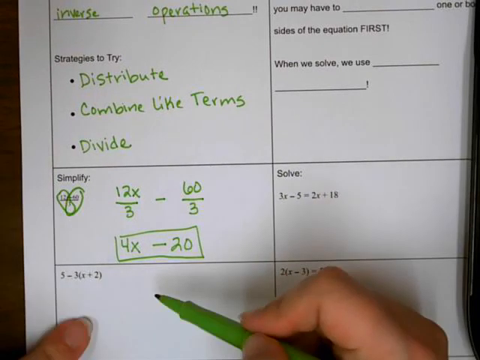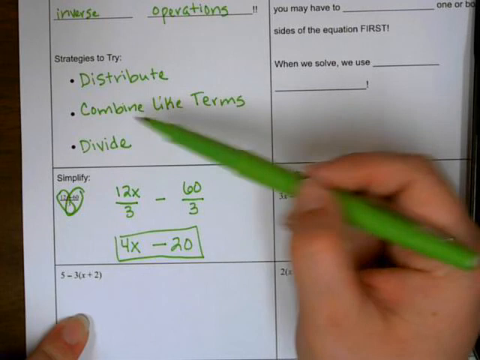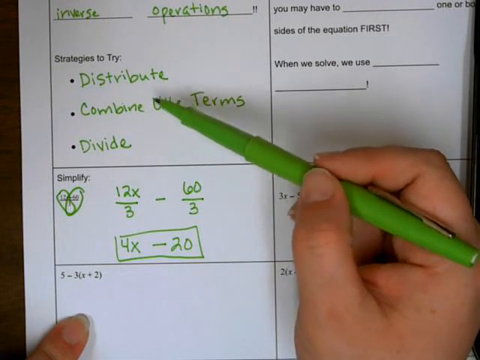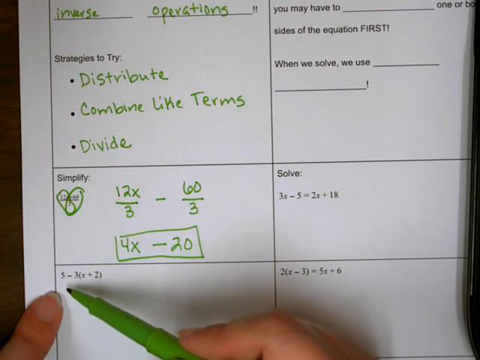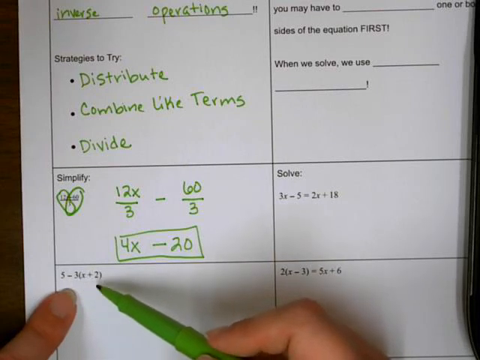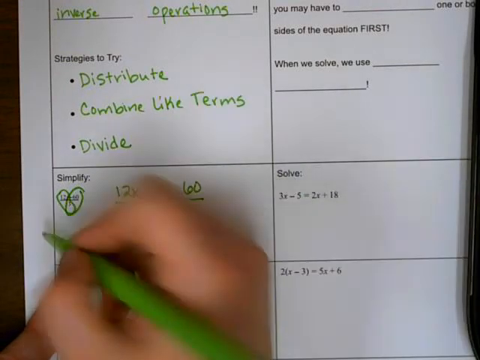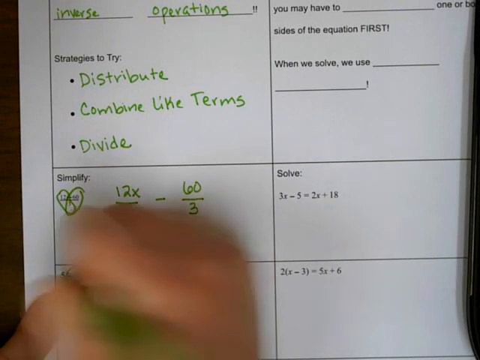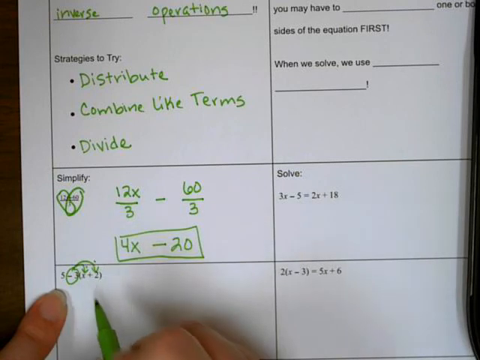Now let's try the second one. Again, we kind of have to remember these are the only three options: distribute, combine like terms, or divide. So when we look at this one, we can see there's a number, so it's 5 minus 3 times the quantity of x plus 2. These parentheses here tell me that I'm going to need to distribute first. So I'm going to take this negative 3 and distribute it inside the parentheses. And remember, when we distribute, we're actually multiplying.